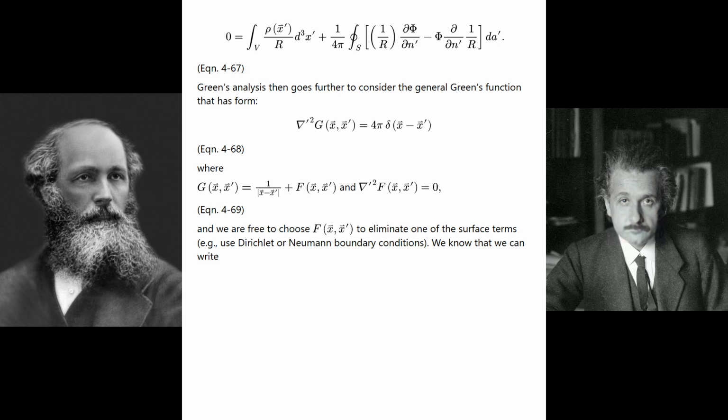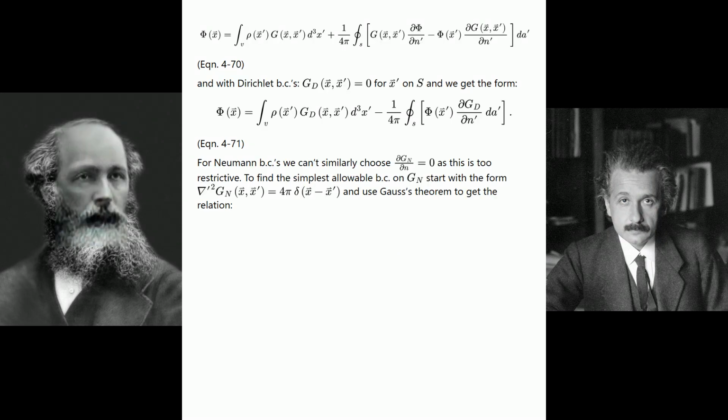We know that we can write Equation 4-70. And with Dirichlet BCs, G sub D of x, x prime equals 0 for x prime on S, and we get the form Equation 4-71. For Neumann BCs we can't similarly choose the partial derivative of G sub N with respect to n equals 0, as this is too restrictive.